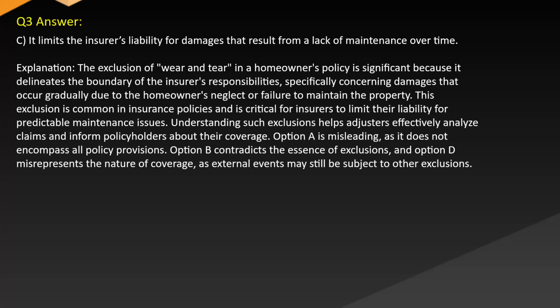Answer. C. It limits the insurer's liability for damages that result from a lack of maintenance over time. Explanation. The exclusion of wear and tear in a homeowner's policy is significant because it delineates the boundary of the insurer's responsibilities, specifically concerning damages that occur gradually due to the homeowner's neglect or failure to maintain the property. This exclusion is common in insurance policies and is critical for insurers to limit their liability for predictable maintenance issues. Understanding such exclusions helps adjusters effectively analyze claims and inform policyholders about their coverage.